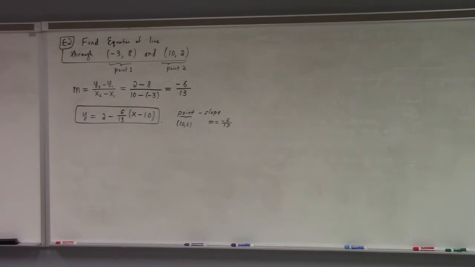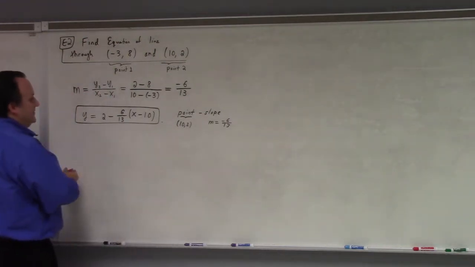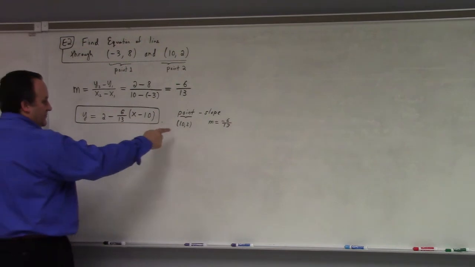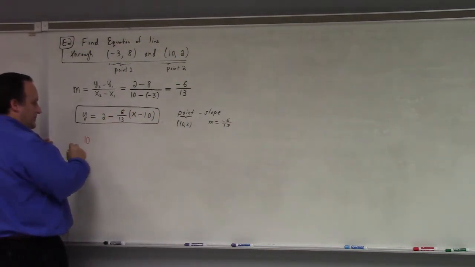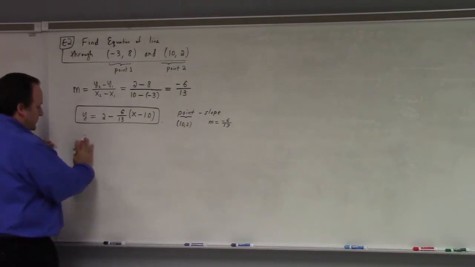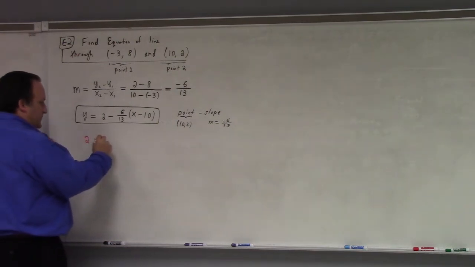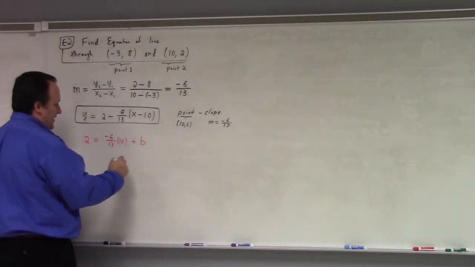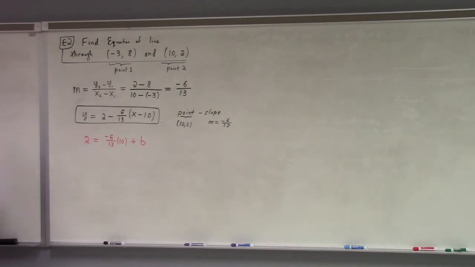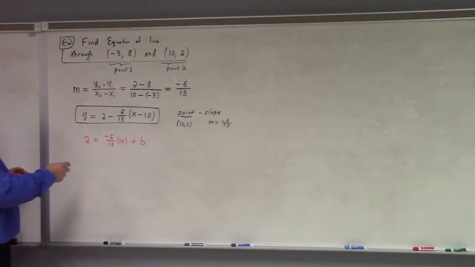A lot of people are taught to use y equals mx plus b, right? So if you're one of those people, the way you were taught to do it before is something like this. You want to go through this point, so I need to set 2, that's the y value, equal to the slope, minus 6 over 13, times 10 plus b. And I'll figure out what b is from that, right? So this would make b equal to what?